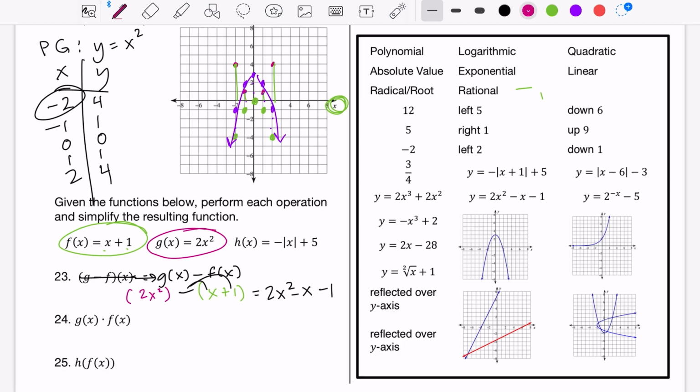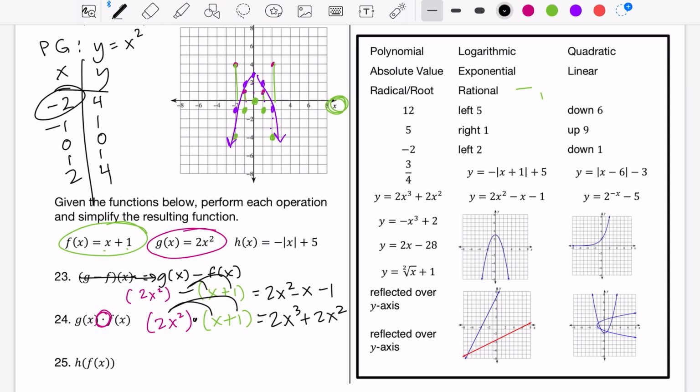Let's see, 24 says g of x, and this is a times symbol, so we're going to do g of x, which is 2x squared. Doesn't hurt to always use multiplication, times, and this one is f of x. That's our first function, which is x plus 1. And we know when you're multiplying one term times 2 terms, you use the rainbow method, and you get 2x cubed plus 2x squared.